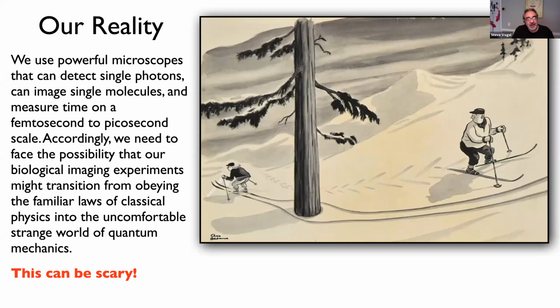So this is an observation, and it has to do with something that Wolfgang alluded to, which was that some of our more recent projects have ventured into the world of quantum biology, whatever that is. One of the realizations when you start doing things like that is that when we do FLIM experiments and FRET experiments, we're using really powerful microscopes that can detect single photons, can image single molecules, can measure time on femtosecond to picosecond scales. And this is the realm of quantum biology.